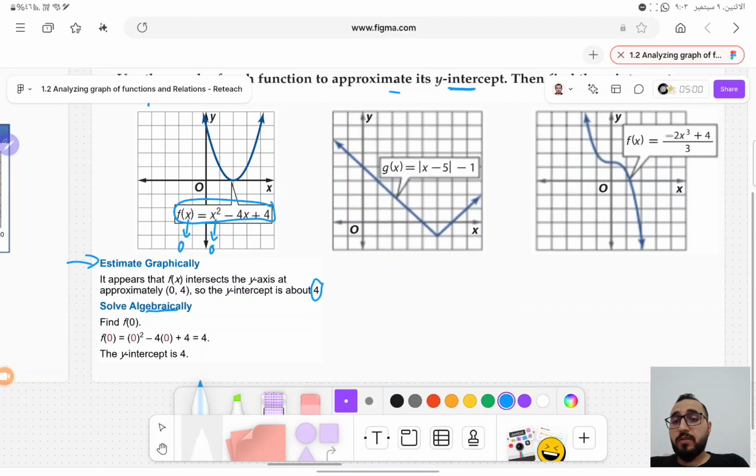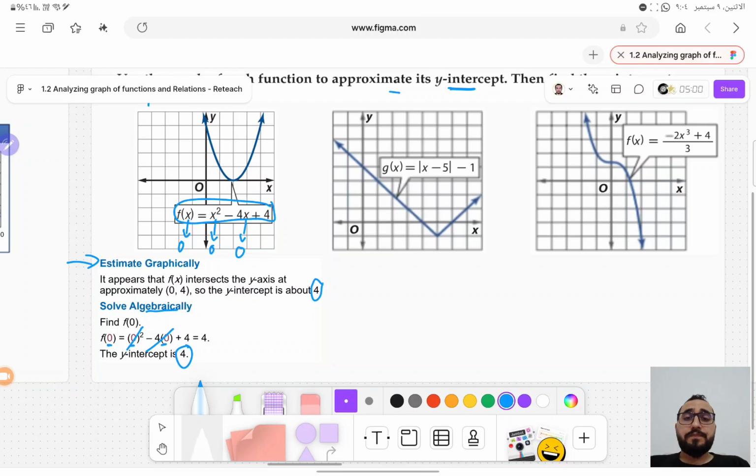You have to put this one 0. So as you can see in the red color, f of 0 equals 0 squared minus 4 times 0 plus 4. So this term is equal 0. This term is equal 0. So 4. So f of 0 is equal 4. So the y-intercept is equal 4.